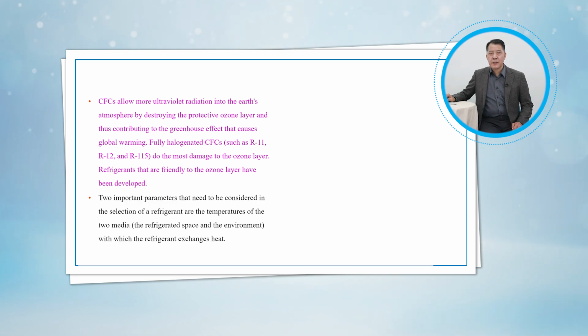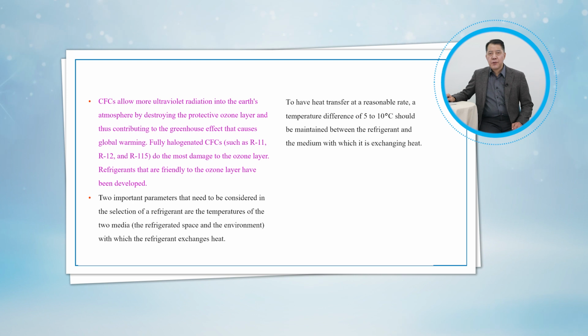Two important parameters that need to be considered in the selection of a refrigerant are the temperatures of the two media with which the refrigerant exchanges heat. To have heat transfer at a reasonable rate, a temperature difference of 5 to 10 degrees centigrade should be maintained between the refrigerant and the medium with which it is exchanging heat. If a refrigerated space is to be maintained at -10 degrees centigrade, for example, the temperature of the refrigerant should remain at about -20 degrees centigrade while it absorbs heat in the evaporator.